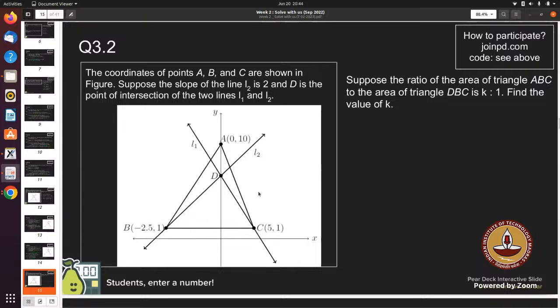Sir, find the area of ABC and DBC using determinants, sir. Determinant methods. Whatever method you follow, you will get some value, right? For ABC and DBC. And you can take the ratio. That is your answer.